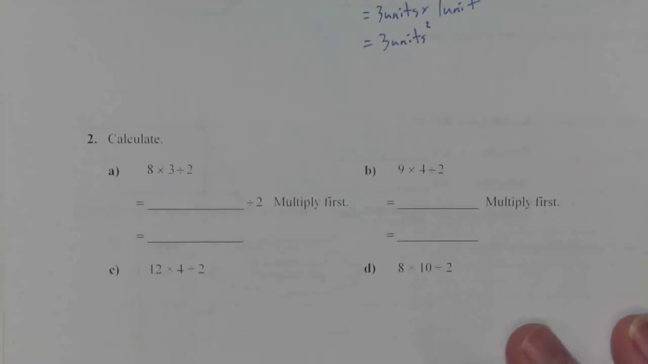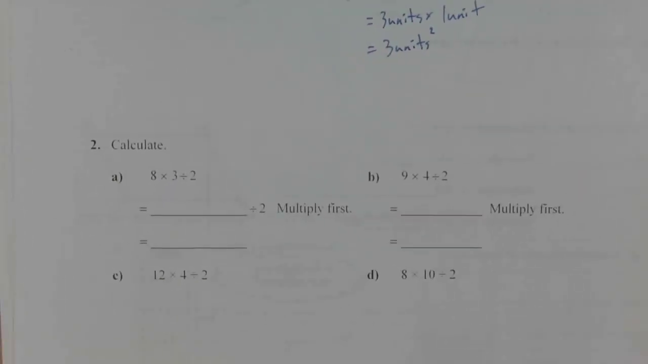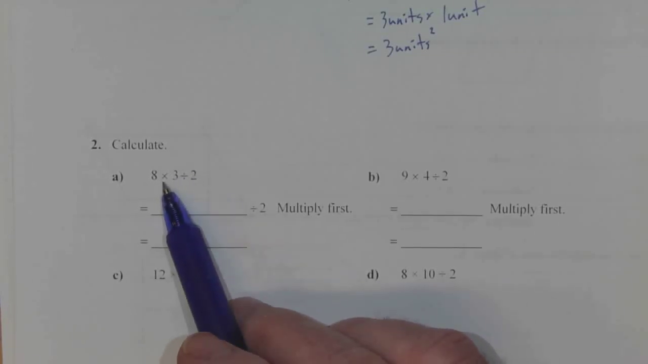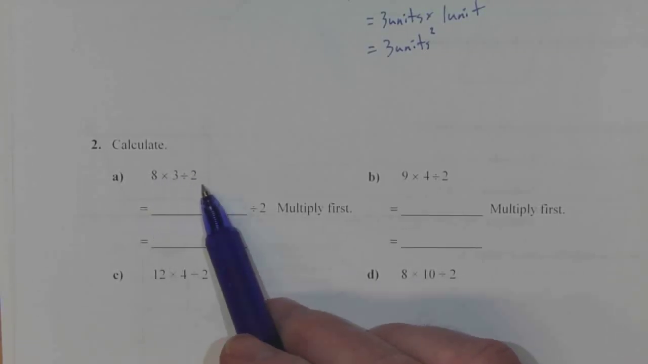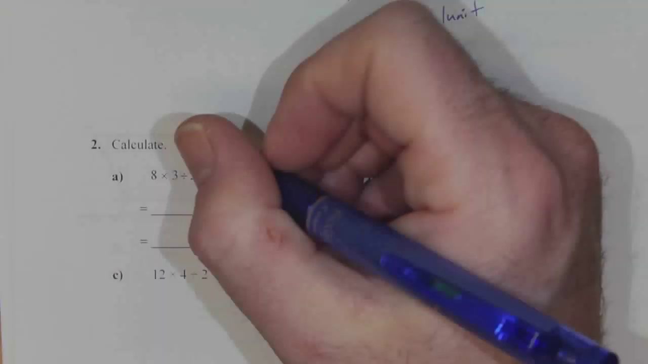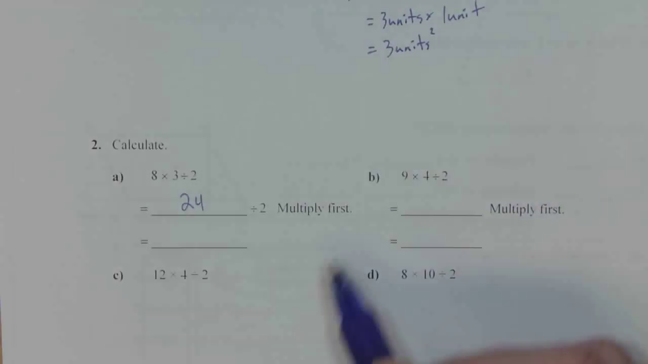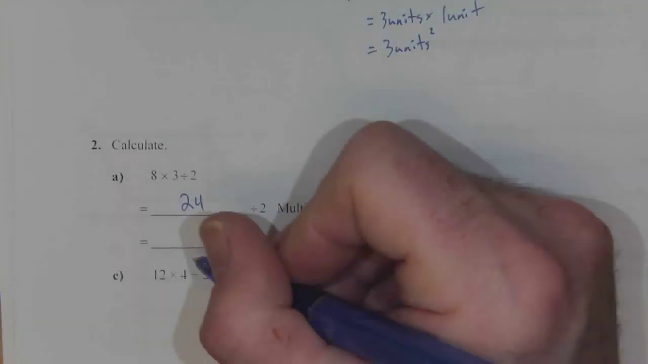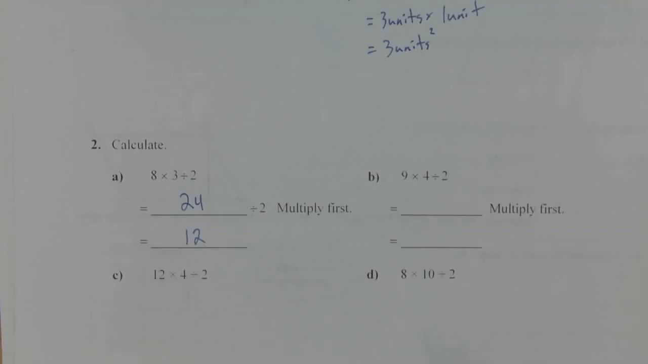Question number 2, calculate 8 times 3 divided by 2. Well, according to BEDMAS, multiplication and division are done at the same time, starting on the left and working your way to the right. So that means multiplication is done first. 8 times 3 is 24. And then divide that by 2. So 24 divided by 2 is 12.